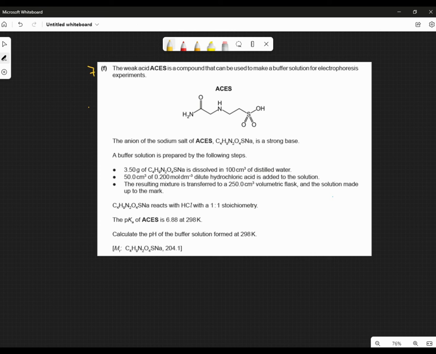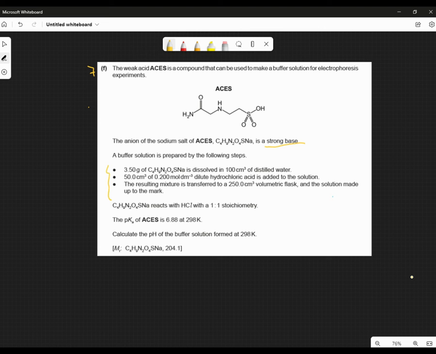All right, so we've got a weak acid. ACES is a compound that can be used to make a buffer solution for electrophoresis. There it is. The anion is that, which is a strong base. Okay, so that means it's going to react totally when we dissociate it. All right, a buffer solution is prepared using this.